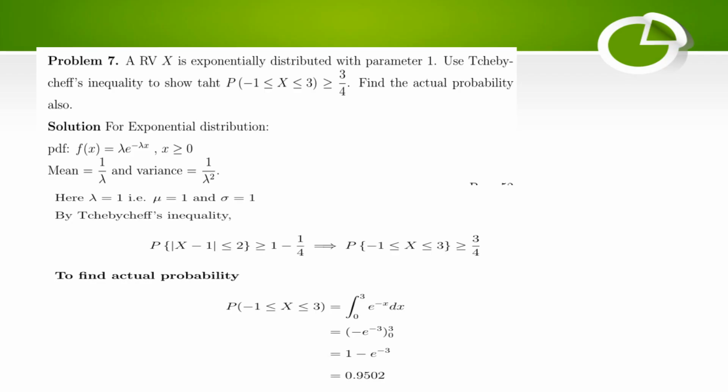To find the actual probability, P(−1 ≤ X ≤ 3) equals the integral from 0 to 3 of e^(−x) dx, equals [−e^(−x)] from 0 to 3, equals 1 − e^(−3), equals 0.9502.